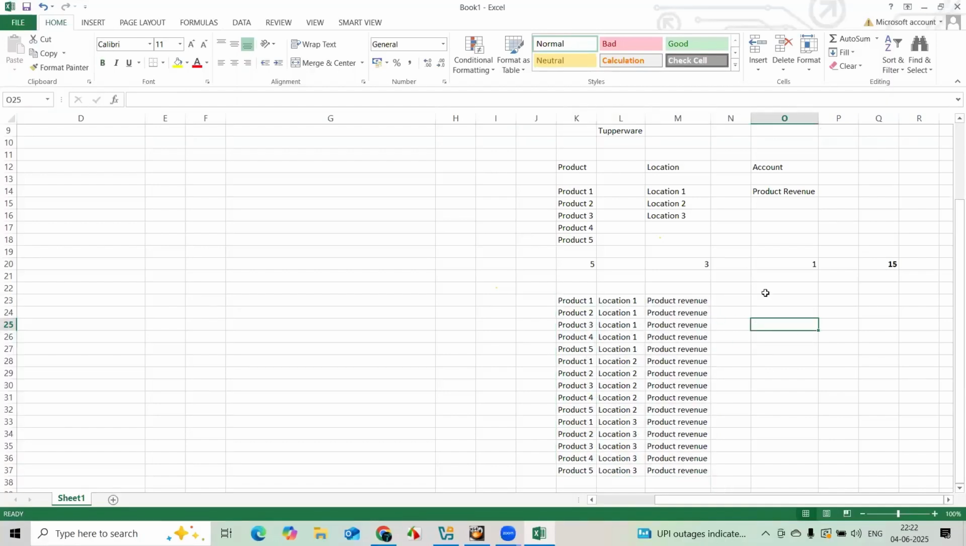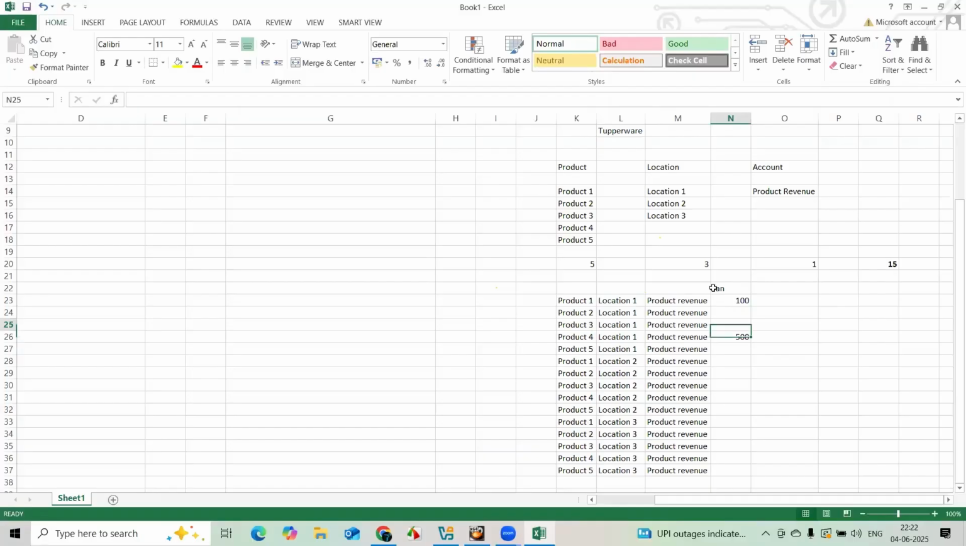So in this manner, for example, product revenue for January. Let us consider January is the month. So here 100. If you are seeing this combination, what does it mean? Tupperware has got $100 as revenue from location 1 by selling product 1. And if you are seeing 500, what does it mean? Tupperware has got $500 as revenue from location 1 by selling product 4.